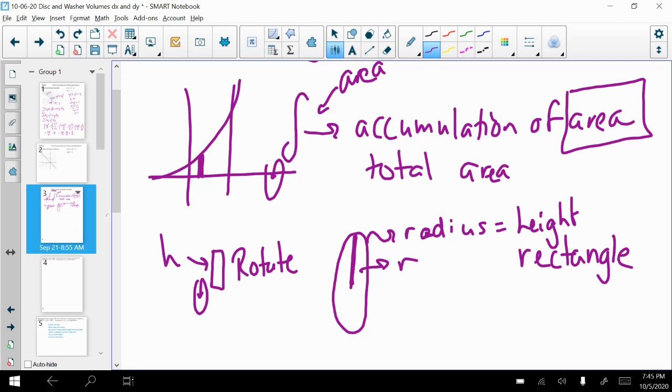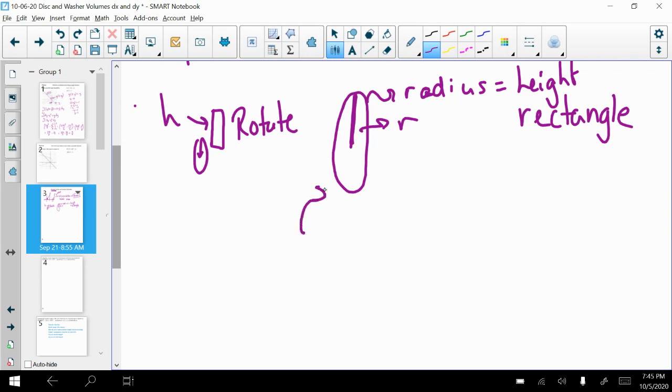So that's this first big leap of logic here: if I take my little dx rectangle and rotate it around the axis, it would give me these little tiny disks. These little tiny disks are great because they have a very tiny volume. They have a tiny volume because they have a tiny thickness.